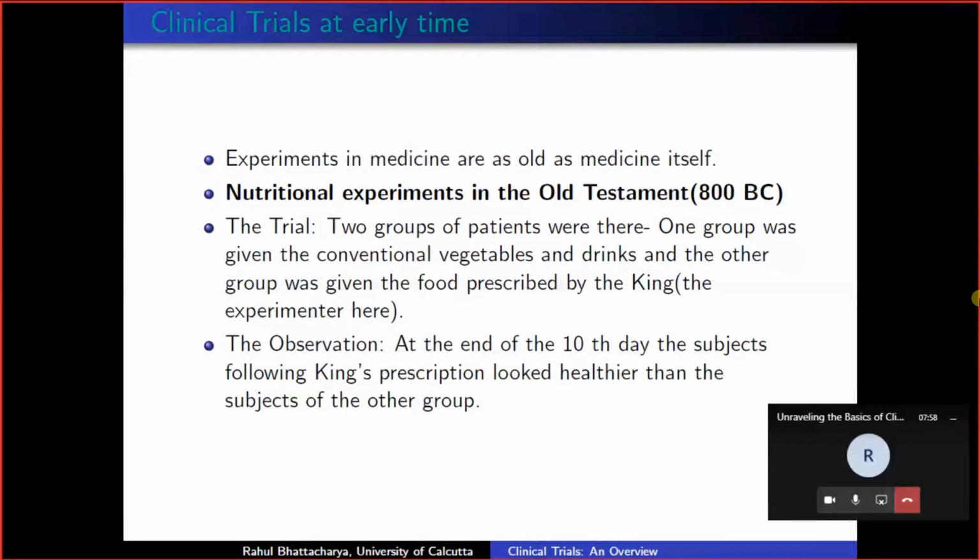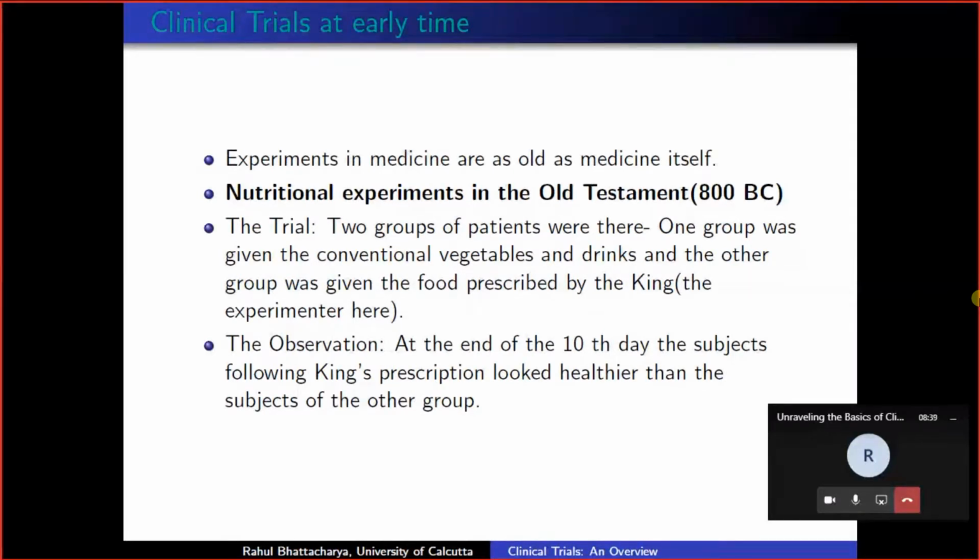The first example goes to nutritional experiments in the Old Testament, about 800 BC. The trial was very simple. Two groups of patients were there. One group was given the conventional vegetables and drinks, and the other group was given the food prescribed by the king. Here the king is the experimenter, and the experimenter wants to know whether his prescribed foods are better at keeping people healthy or not.